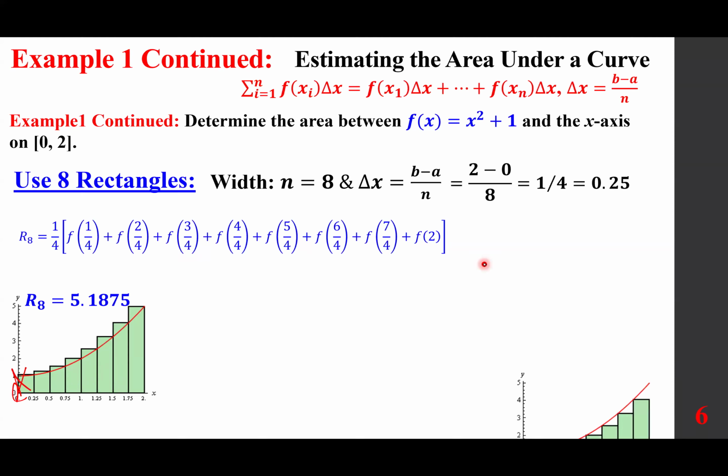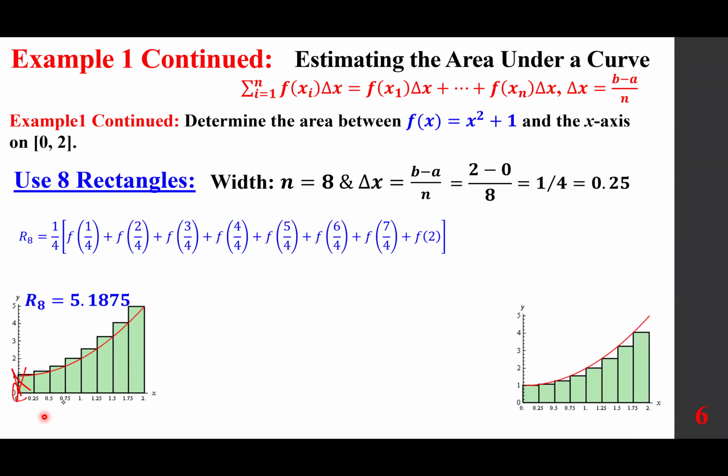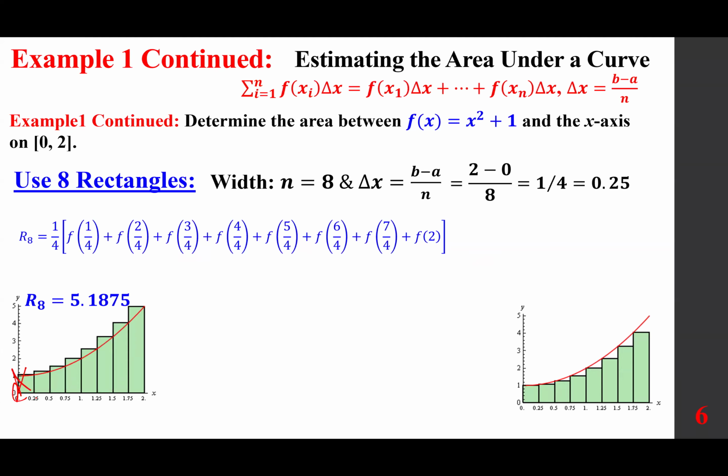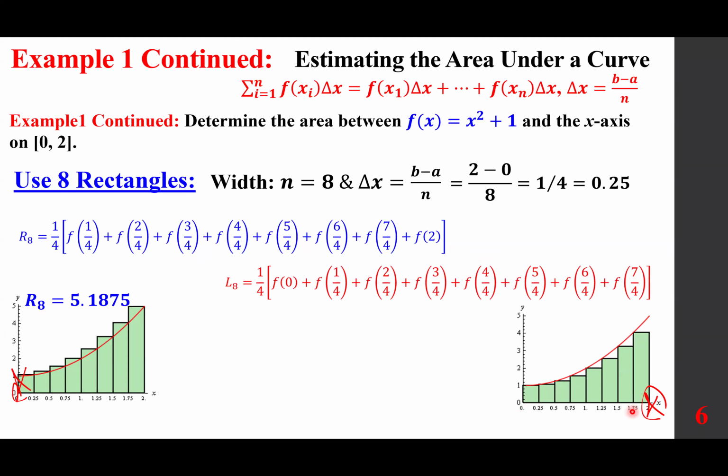We're going to do the same thing for the left endpoints. And for the left endpoints, everybody notice we use all the endpoints except the last one. So f of 0 is being used, f of 0.25 all the way to the end. Notice L8 is 1/4 times f of 0 all the way to f of 7/4 or 1.75, not f of b. So f of b or f of 2 is not used here.